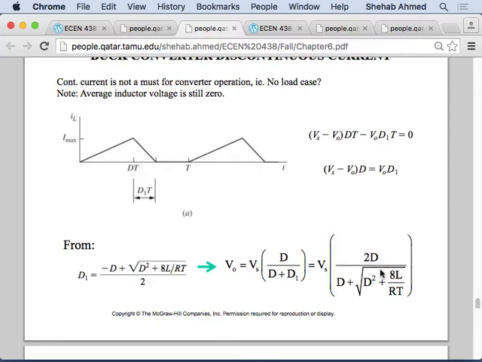What was the voltage transfer equation for the buck converter in continuous mode? V output was equal to V input times D. Right? Now it's V output equals V input times all of this.